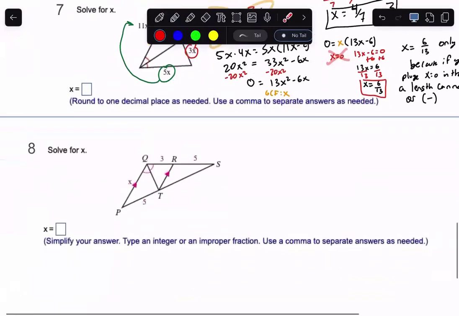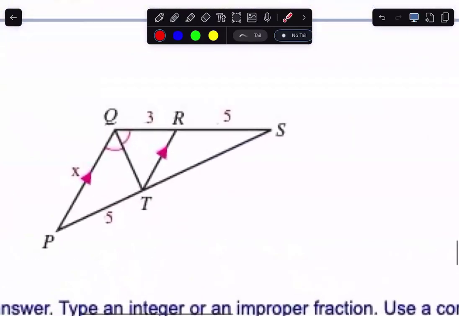All right, last problem, number 8. So this one seems kind of tricky, but it's actually pretty straightforward. The only thing you're missing in order for you to solve for x is this length right here, because you can't write the proportion of x is equal to 8 and 5 is equal to blank. So you actually need to figure out what this missing length is. So we're gonna put a variable y.